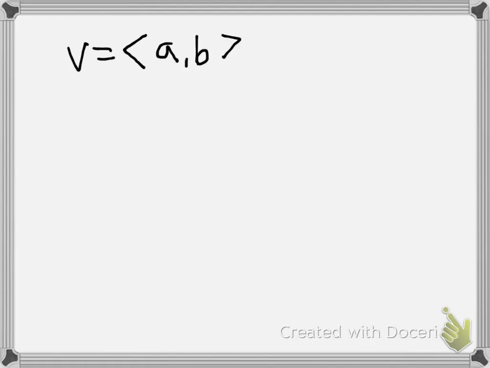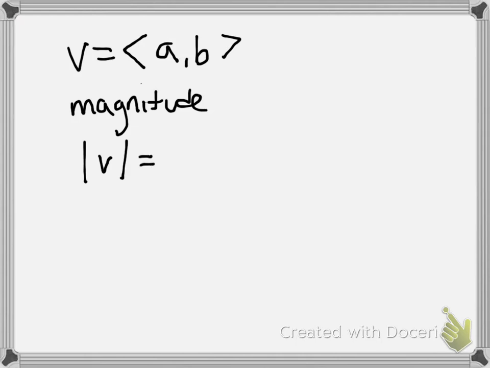Okay. Now your magnitude, your symbol for it is kind of like absolute value bars around it. And your magnitude or your length is the square root of your a squared, or your x value squared, plus your b value or your y value squared. Okay, so that's how we're going to go through and find our magnitude.